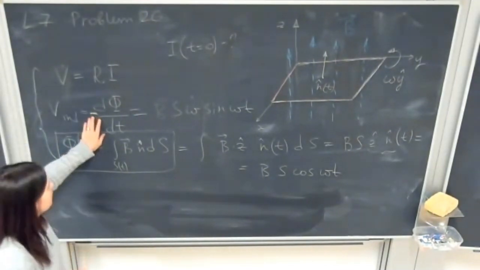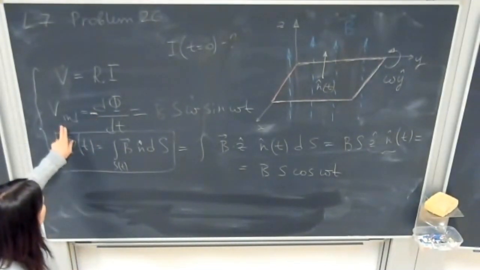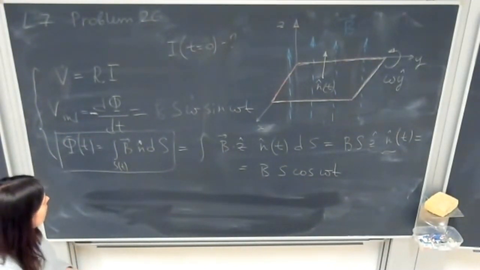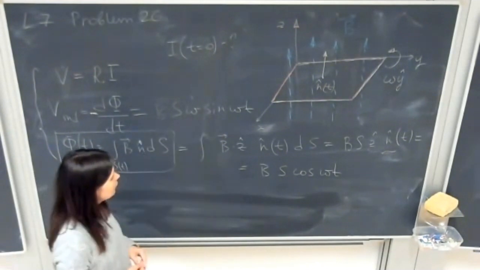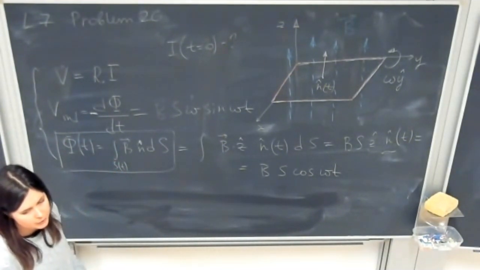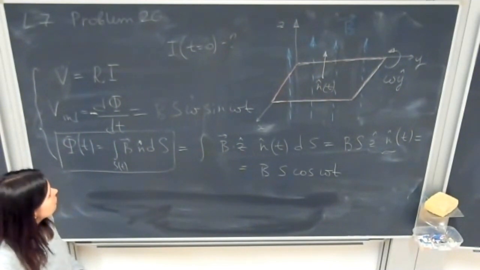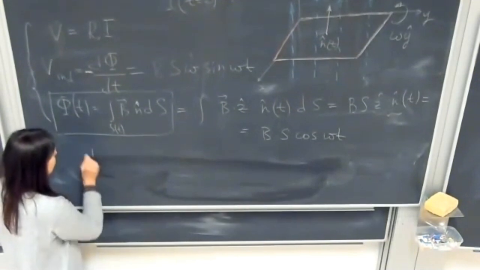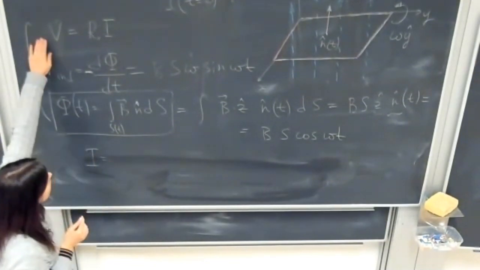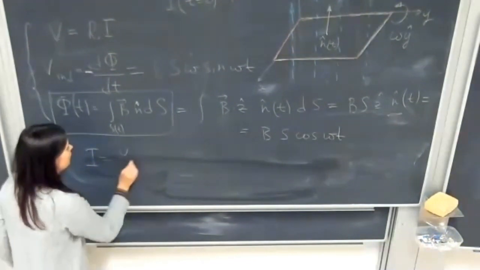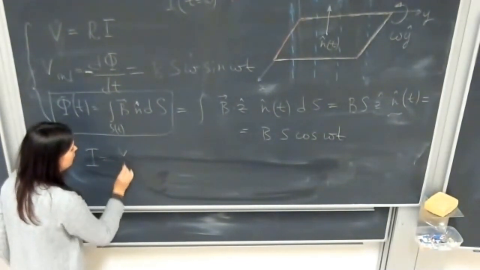Not forgetting this minus, for that it opposes the change. Okay. And here we have a minus from the time derivative of cosine. Okay, so we got a positive voltage, and now we can find the current from this equation. V divided by R.